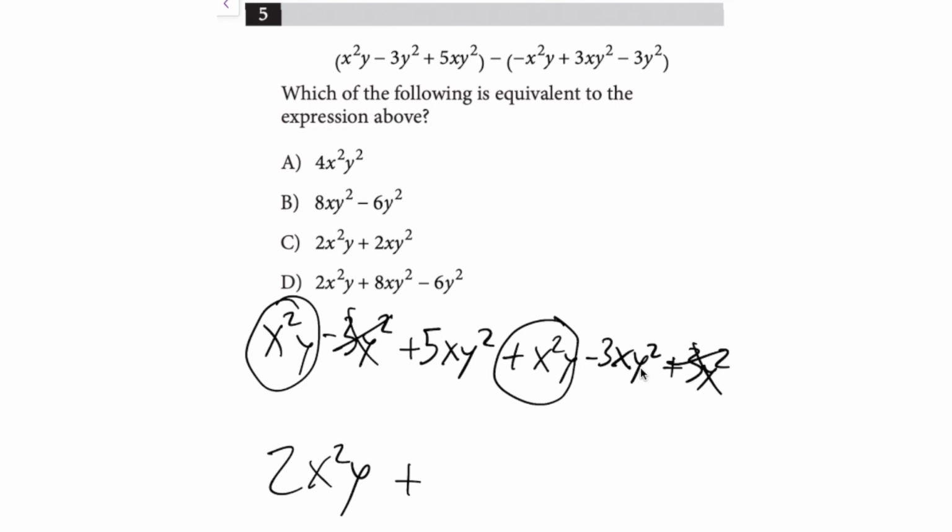So those are going to be positive 2xy squared. So I just have to find the option that has both of these terms in it. So 2x squared y and 2xy squared. And that is going to be choice C.